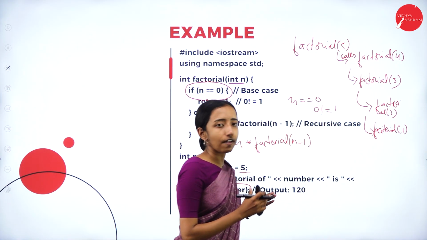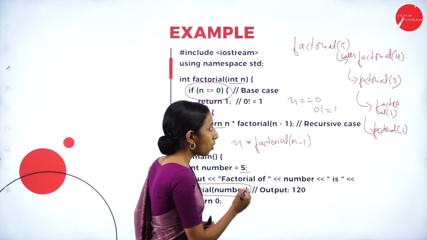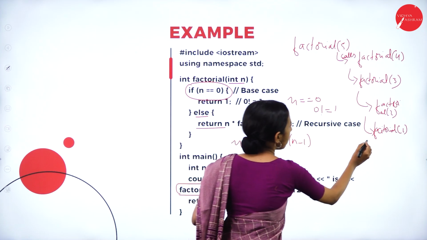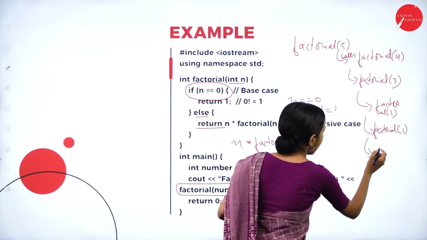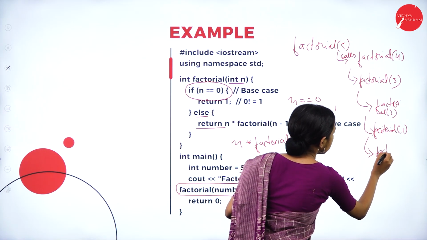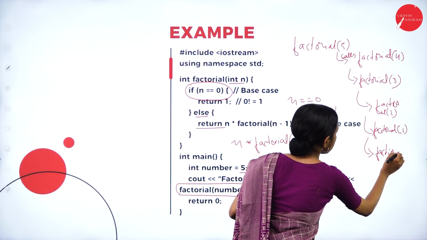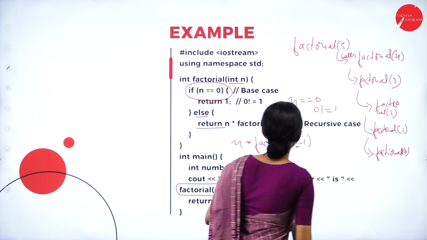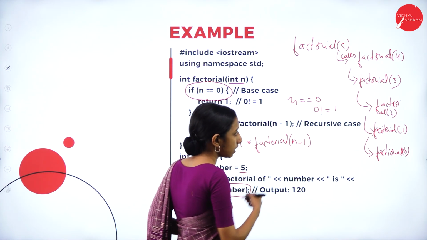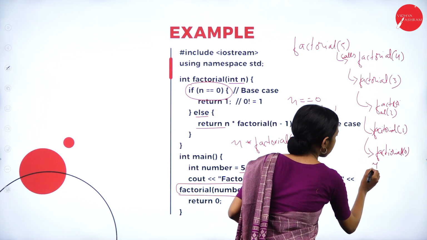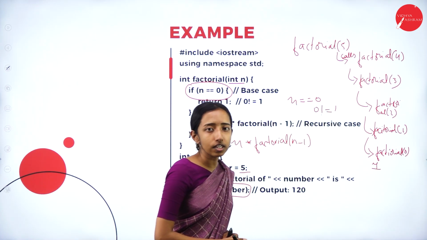Now we are at the factorial of 1. Now the factorial of 1 gets executed. Next it will take factorial of 0. Now we know if it is 0, it returns 1. The factorial of 0 is 1.